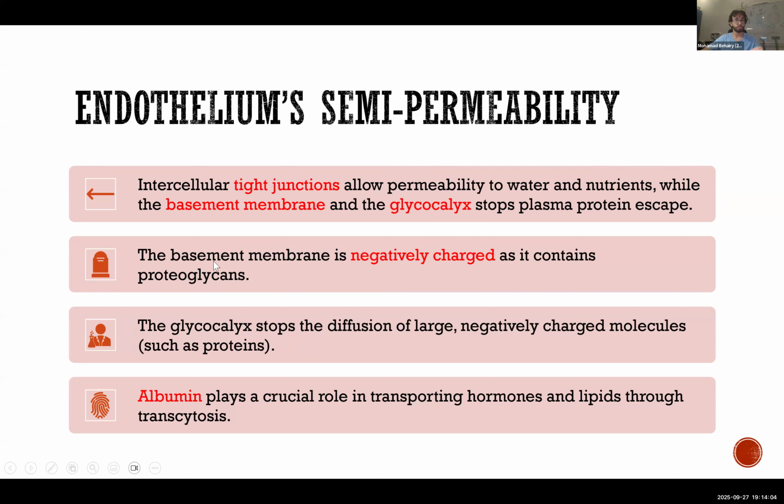Now, I want you to know that the basement membrane is negatively charged. Why? It's because it contains proteoglycans. Now, proteoglycans are basically a mixture of proteins and sugars. And these proteins or sugars are negatively charged. There are a lot of them on the basement membrane, so overall, the basement membrane will be negative. All right? Well, as we said, the glycocalyx will stop the diffusion of large negatively charged molecules. Last but not least, we have albumin, and I'm sure you heard of it. It's a protein found in the blood vessel and in the endothelial cells, and it is very important.